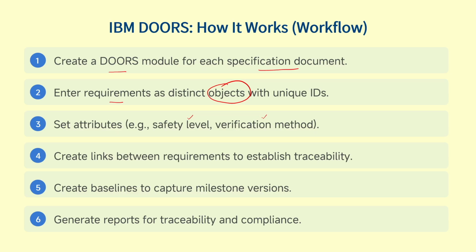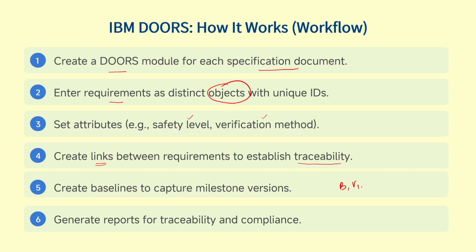The fourth one is linking, much like our previous tool. The requirements have to be linked. Why are we linking? We have to identify the traceability, so that is why we link the requirements. And the fifth one is that we have to create the baseline to capture the milestone versions. You will have multiple versions, and the first version is what we call the baseline. So what is the baseline?